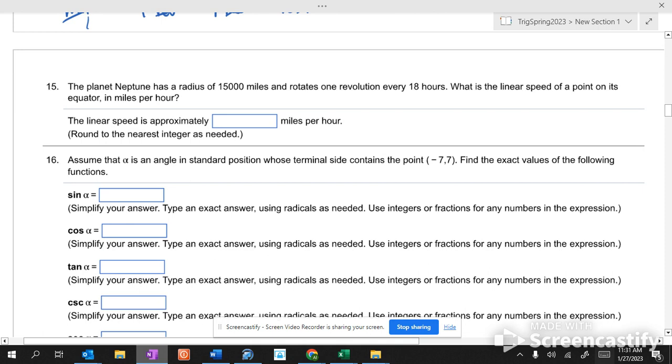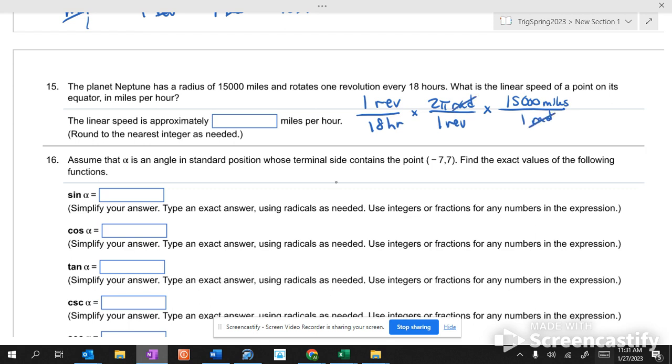The planet Neptune has a radius of 15,000 miles and rotates 1 revolution every 18 hours. What's the linear speed on its equator? Okay. So if we have 1 revolution every 18 hours, and I know there's 2 pi radians in 1 revolution, and I know there's 15,000 miles in 1 radian. Radians and radians, revolutions and revolutions, I have miles per hour. So 2 times pi times 15,000, divided by 18, equals.